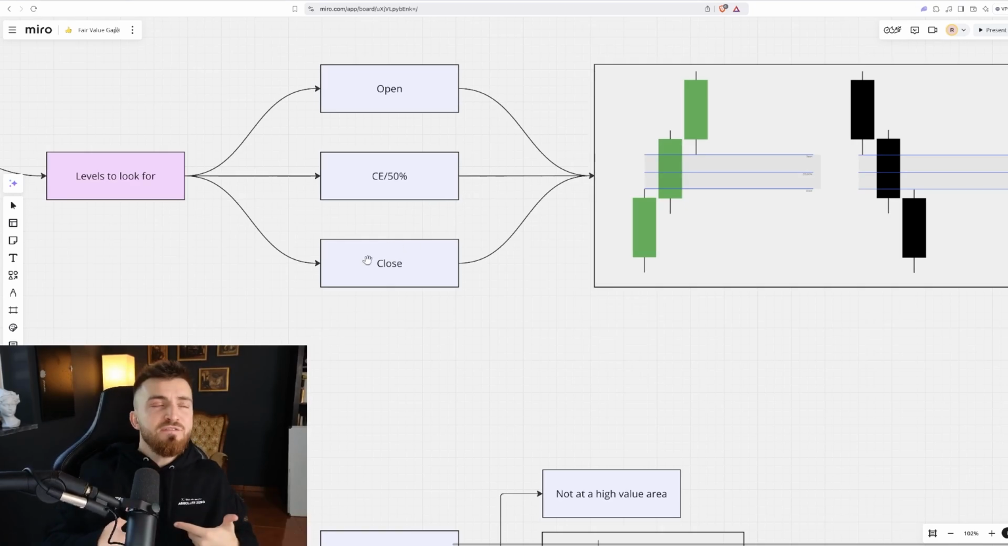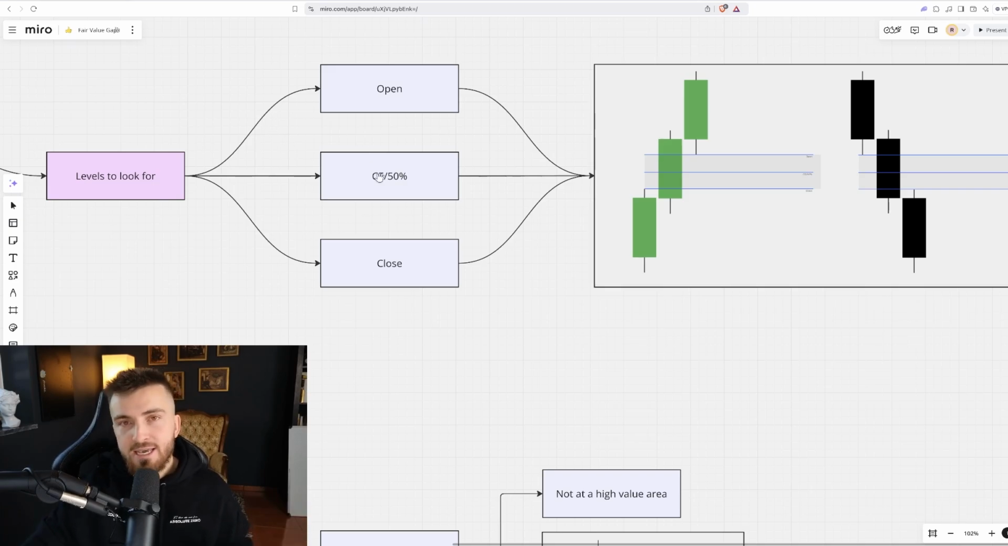Again, I don't even know how to write consequent encroachment. That's why I wrote CE. That's how much it doesn't matter. I call it the 50%. I don't even know what consequent encroachment means, and I don't really care. I'm still profitable, right? And then the close.